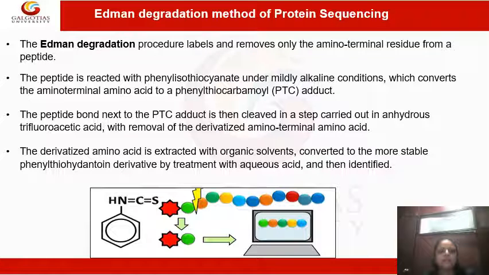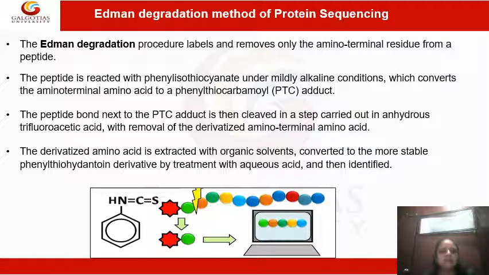Another method of protein sequencing is the Edman degradation method. The Edman degradation procedure labels and removes only the amino terminal residue from the peptide, similar to the Sanger method of protein sequencing. The peptide is reacted with phenyl isothiocyanate under mild alkaline conditions, which converts the amino terminal amino acid to the phenylthiocarbamoyl, that is PTC, adduct. The peptide bond next to the PTC adduct is then cleaved in a step carried out with anhydrous trifluoroacetic acid, which results in the removal of the derivatized amino terminal amino acid.